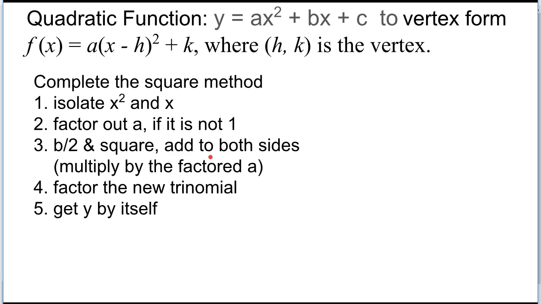And then you factor out the a. So if there's a number in front of the x squared, you factor it out. And then you take the b term and divide it by 2 and square it and add it to both sides. And then you factor the new trinomial. So let's go ahead and take a look and see what that looks like.